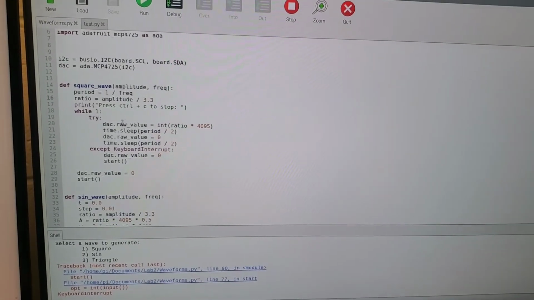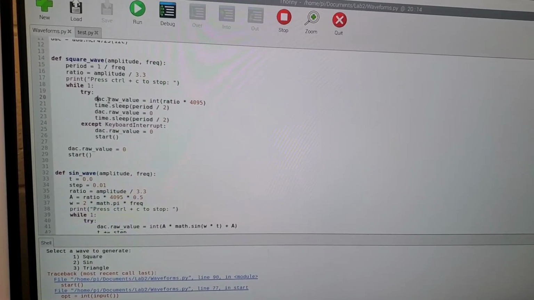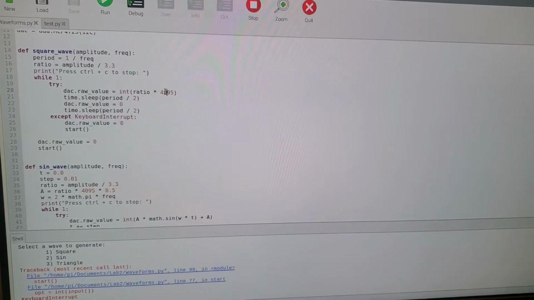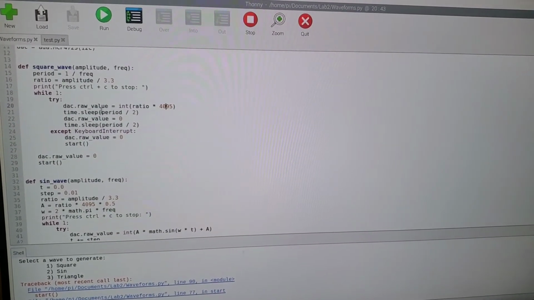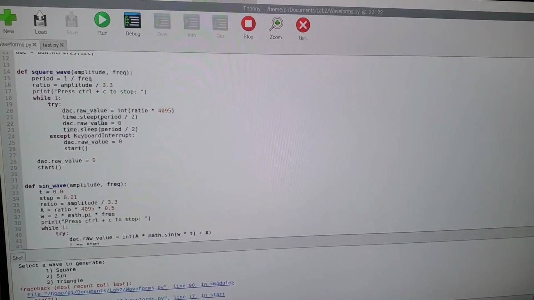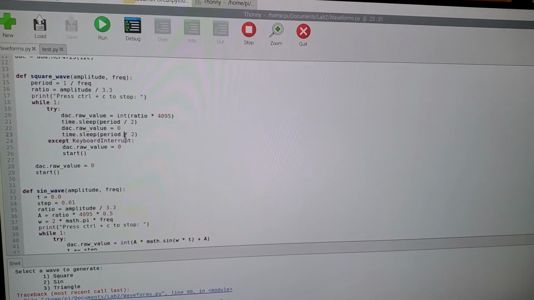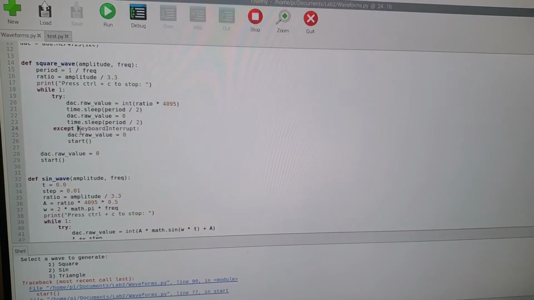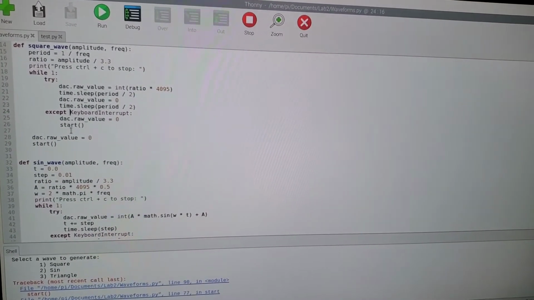And then it goes through this infinite loop, and it first outputs the DAC value with the ratio times the maximum voltage in bits, and then there's a sleep period, which is the period divided by 2, and then it does the same thing, but instead it sets the voltage to 0 and does that same length sleep period. After that, it waits for a keyboard interrupt, at which it begins the entire program again to select between the three types of waves.